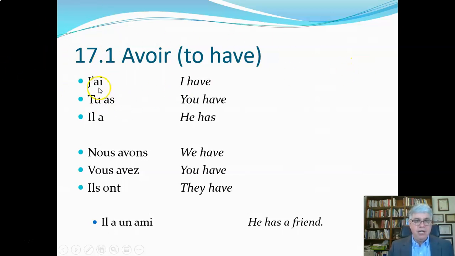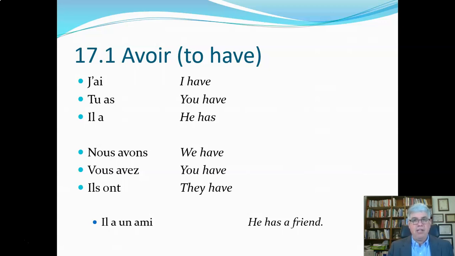So the first person singular is this AI ending, which is a little different than what we've seen before. The tu as, there's often an S on the second person singular, and the third person singular tends to be the shortest form, il a. Now notice it doesn't have an accent mark on it.